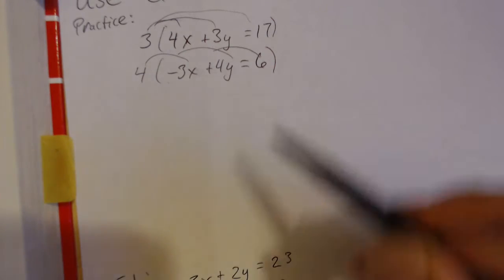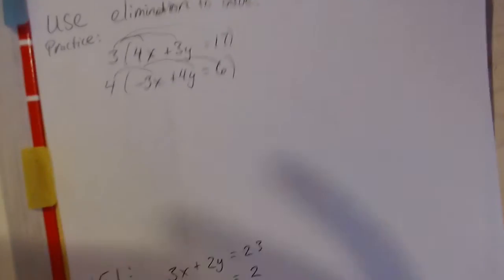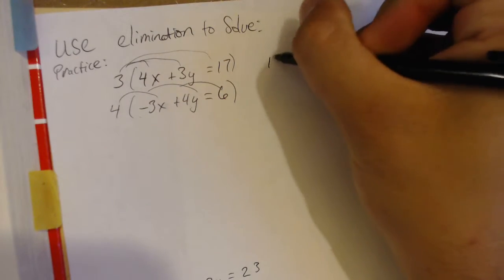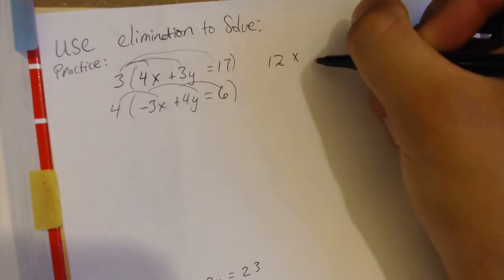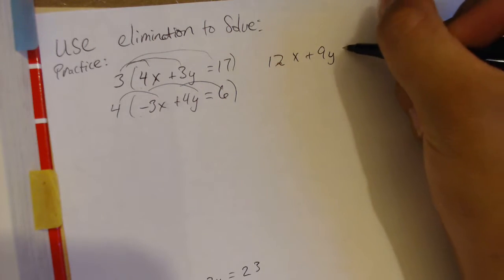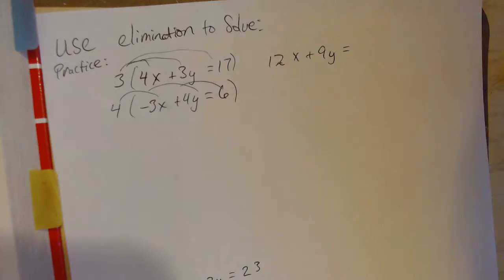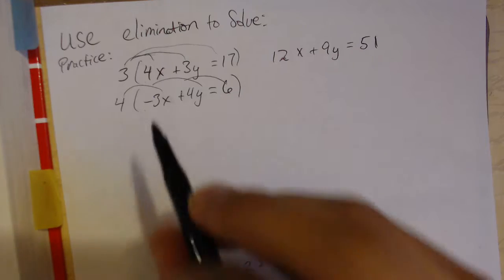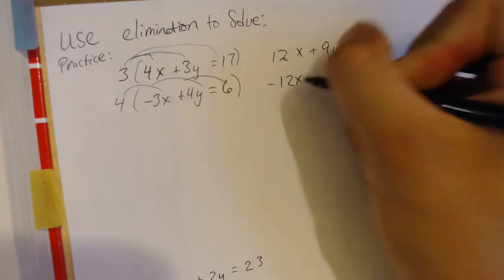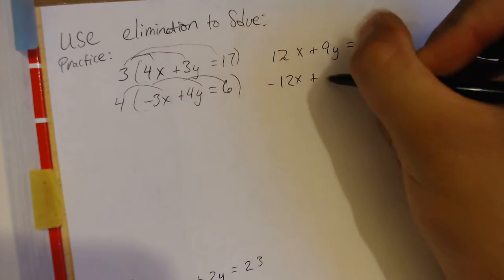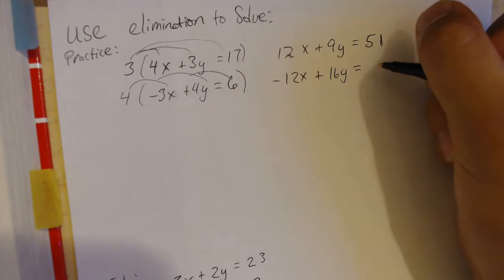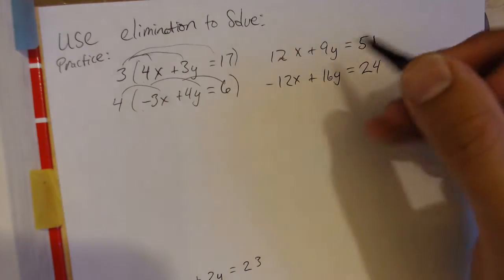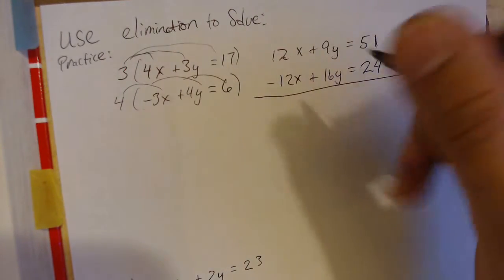So once we distribute, this top equation gets rewritten as 12x plus 9y equals 51. And the bottom equation gets rewritten as negative 12x plus 16y equals 24. From here, what we're going to do is add the two equations together.